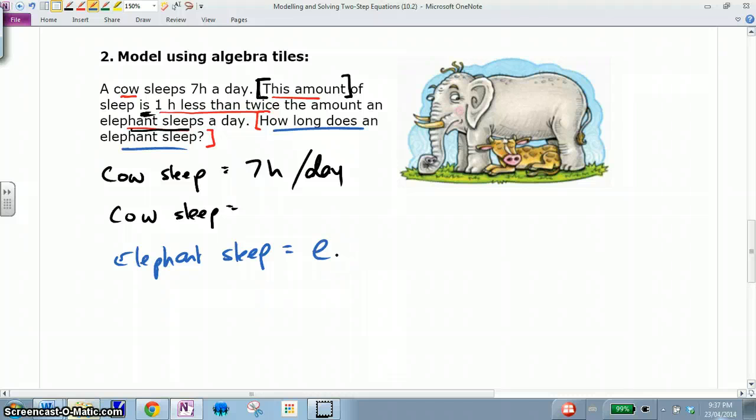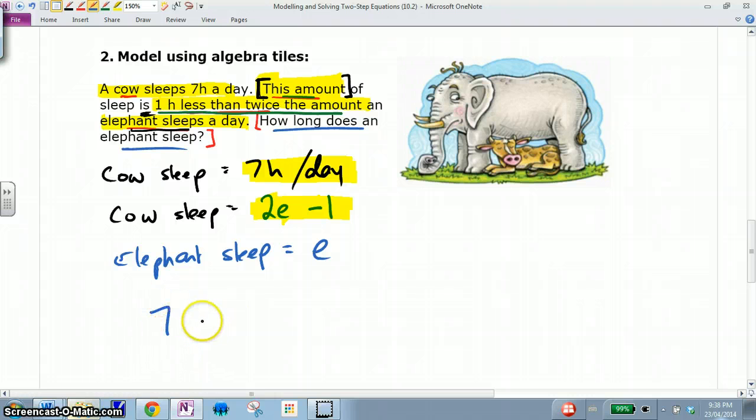We could call it X, could call it whatever we want. It's equal to E. Now in that second sentence, this amount is 1 hour less than twice. So it equals twice E minus 1. 1 hour less than twice. So now we know two things about the cow. We know that the cow sleeps 7 hours a day. And then we know that this amount is 1 hour less than twice an elephant sleeps. So we know this about the cow sleep, and we know this about the cow sleep. What we're going to do is we're going to take those two things and make them equal.